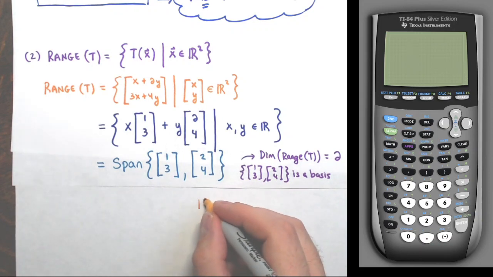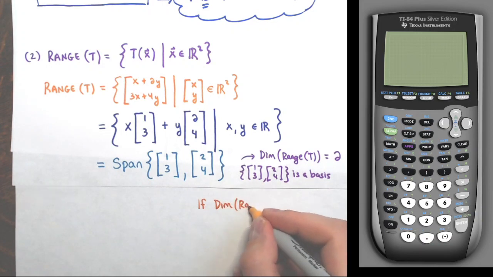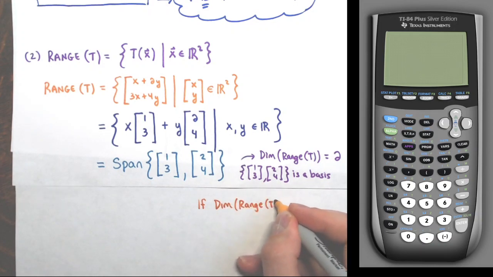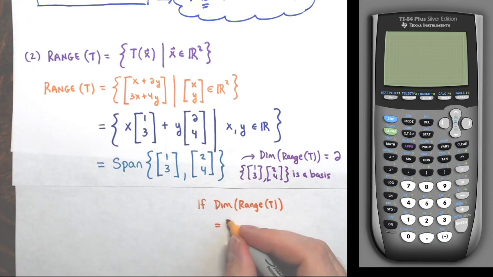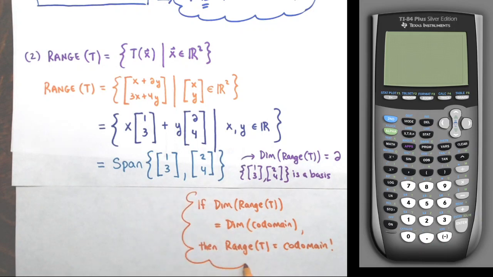if the dimension of the range is equal to the dimension of the codomain, which in this case is R2, then the range will be equal to the codomain. All right, it'll be onto.